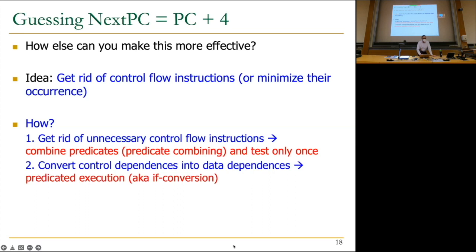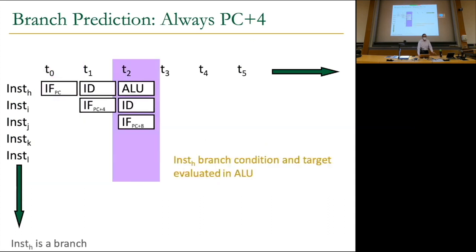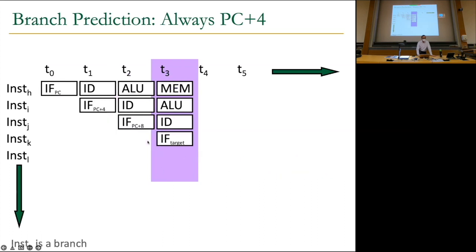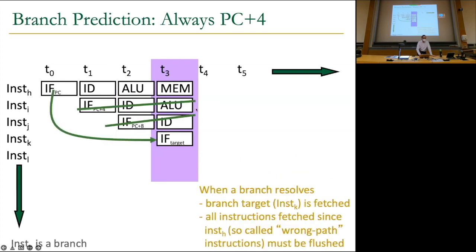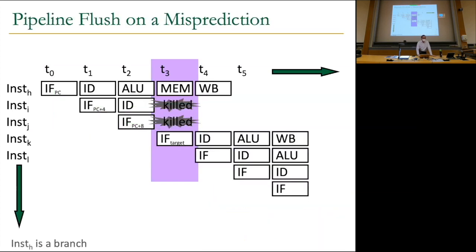And you can also convert control dependence into data dependencies, as I briefly described with predicate execution. If we have time, I'm going to talk about that. But okay, we already know branch always PC plus 4 prediction. You can see that branch condition and target are evaluated in the ALU. And if you actually mispredict, you need to flush the instructions that are coming next. I mean, we've seen this, so that's why I'm going through this relatively quickly.